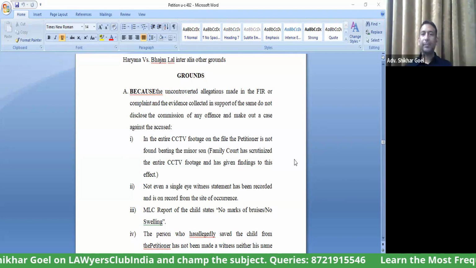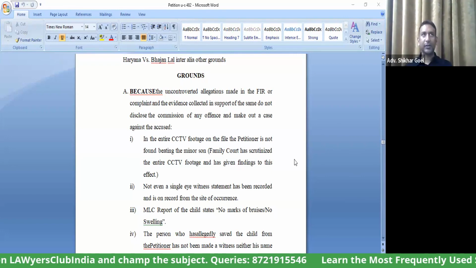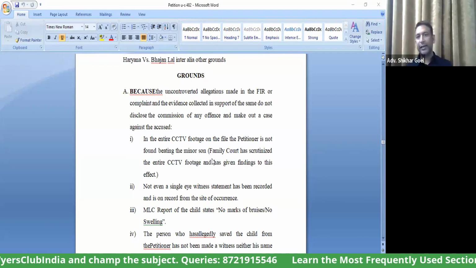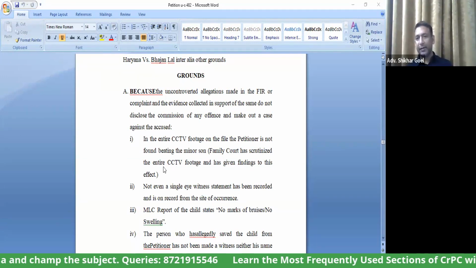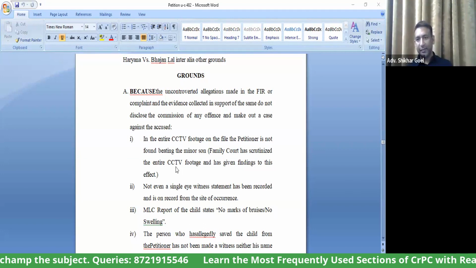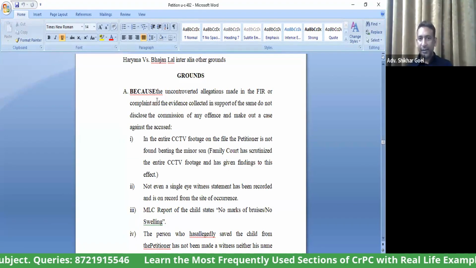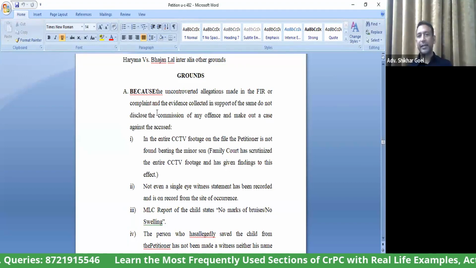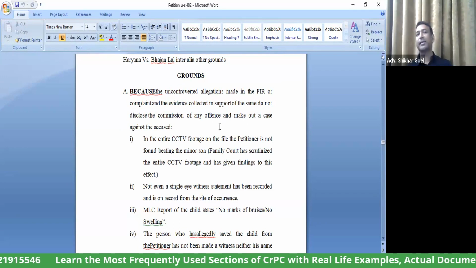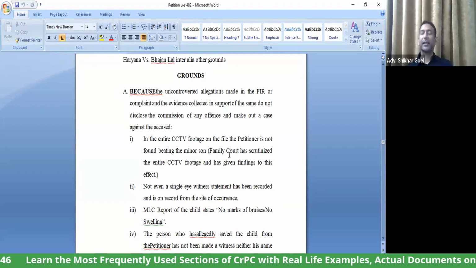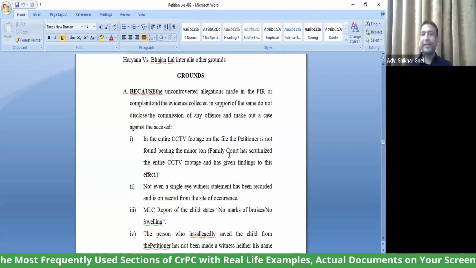तो अब how do you use Bhajanlal in order to draft your petition? This is what you do. अगर आप इस petition को देखोगे तो मैंने first, I'm not going to go into the factual matrix detail because all I have is 15 minutes. First point पे क्या है? Because the uncontroverted allegations made in the FIR or complaint and the evidence collected in support of the same do not disclose the commission of any offense and make out a case against the accused. So whatever I had in my factual matrix, I have repeated it here.